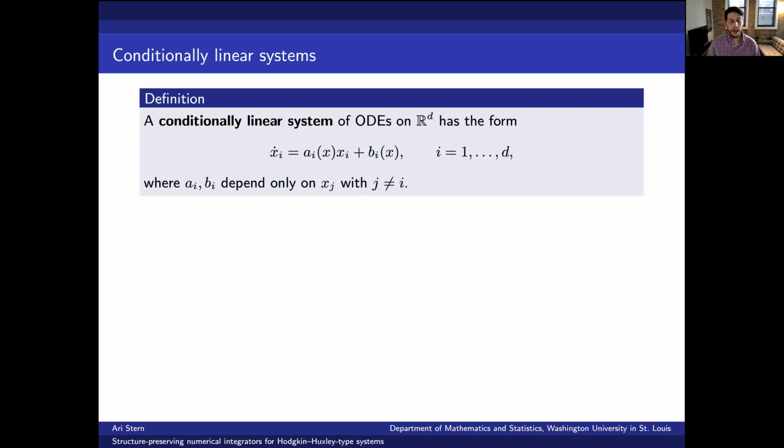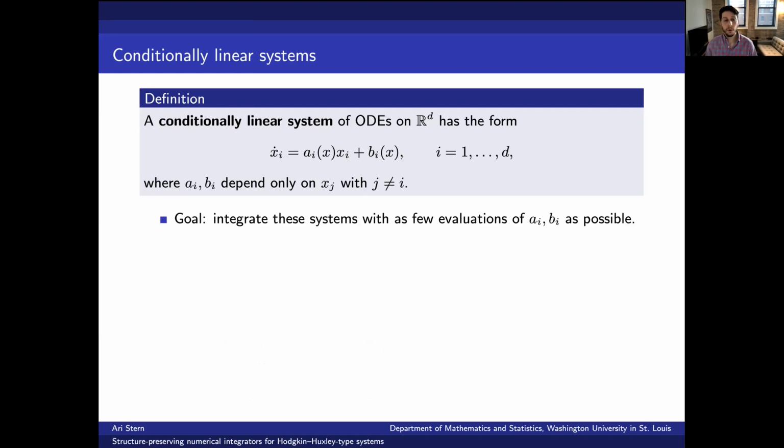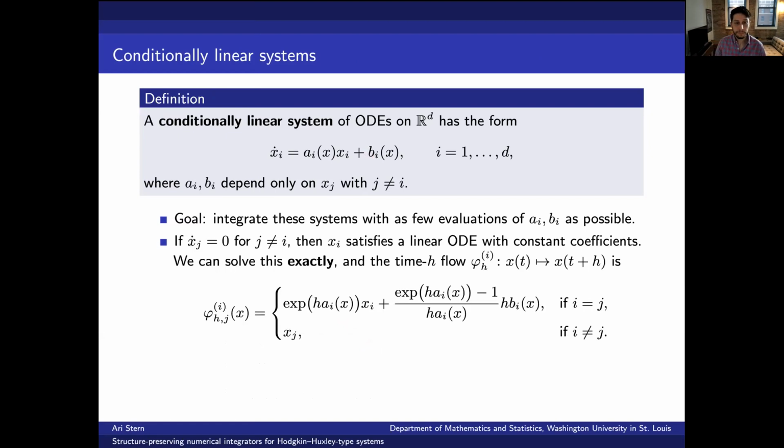Okay, so how are we going to approach this? Well, the goal is going to be to integrate systems like this with as few evaluations of the nonlinear functions as possible, because these typically dominate the cost of numerical integration. And as I mentioned, we use this observation that if I freeze all the other variables xj with j not equal to i, then xi satisfies a linear ODE with constant coefficients. And we can solve linear ODEs with constant coefficients exactly.